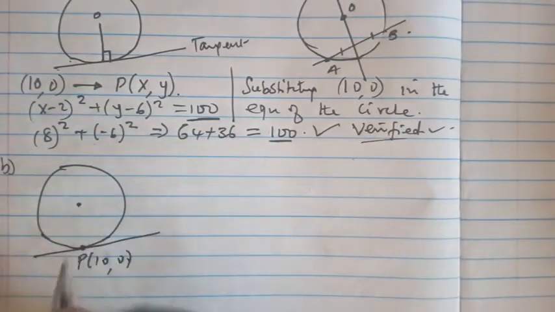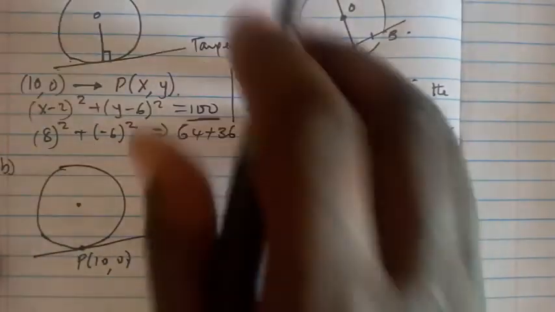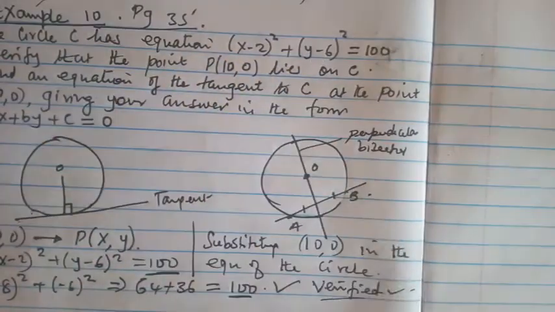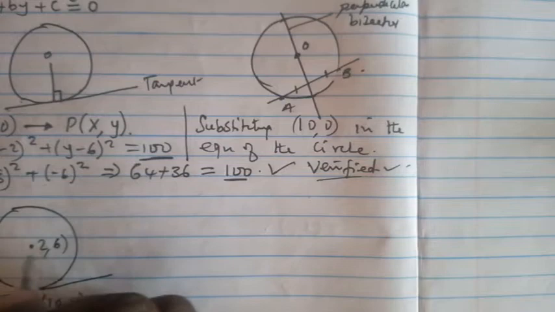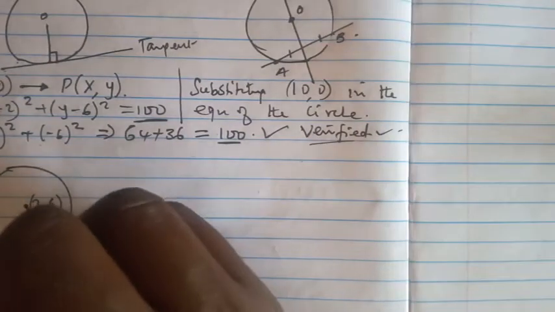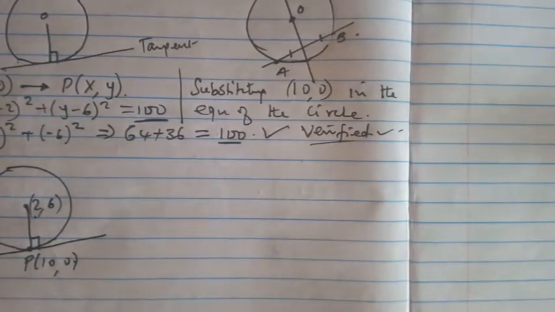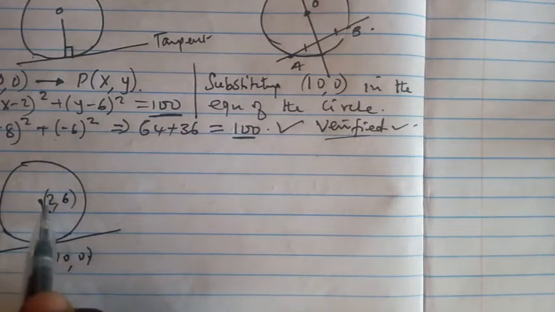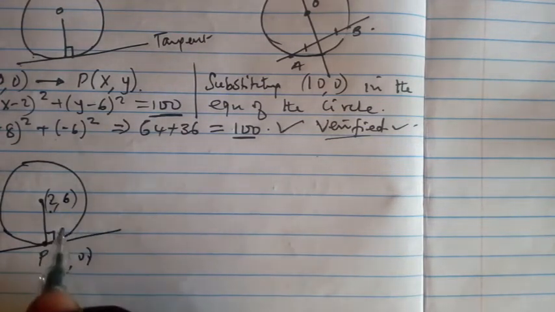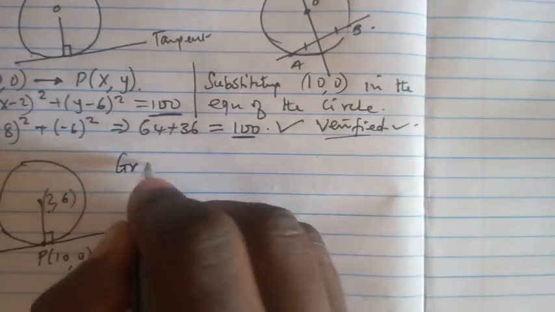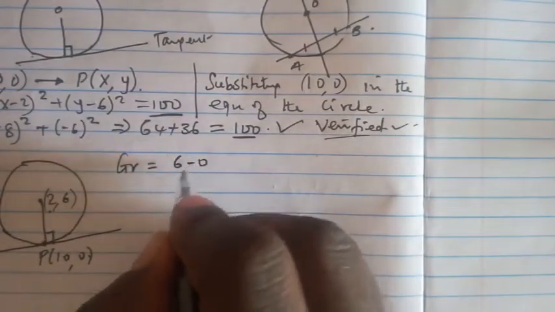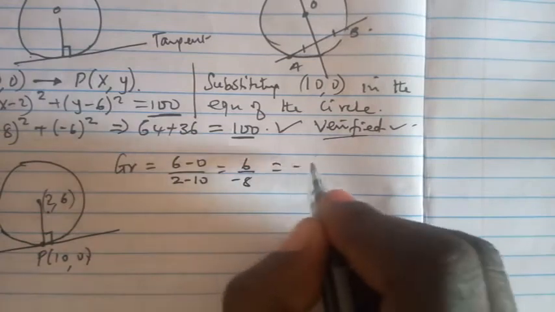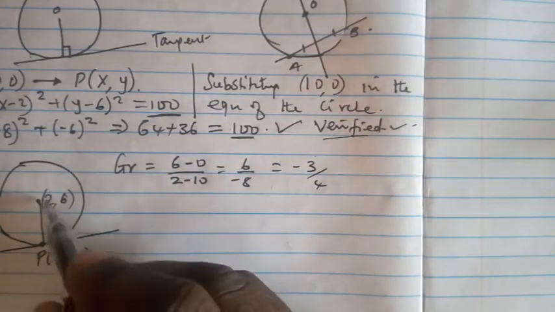And this is the center of the circle, which, of course, you can see from the equation of the circle, is 2, 6. If we draw the radius, it is perpendicular to the tangent, and we have been told that before. Since we have 2 points along the radius, we can easily calculate the gradient of the radius, which is change in y over change in x, which is 6 over minus 8, which is minus 3 over 4.